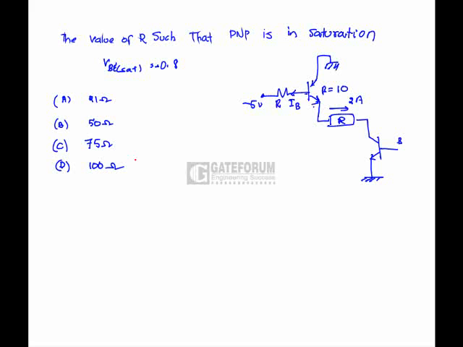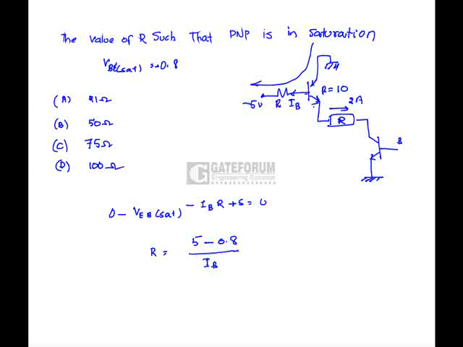Such that the PNP is in saturation. Okay, for PNP transistor, VEB saturation value is 0.8. So if we apply the KVL in this loop, that is 0 minus VEB sat minus IB R plus 5 equals to 0. So R is nothing but 5 minus 0.8 divided by IB, which is 4.2 divided by IB.